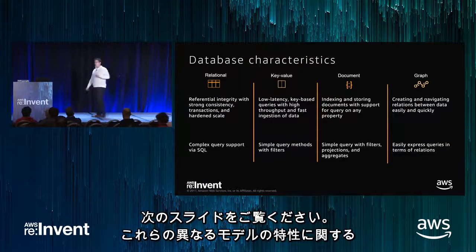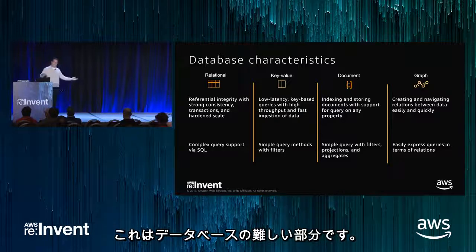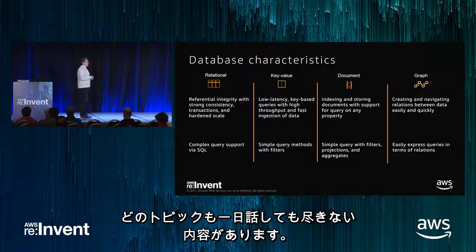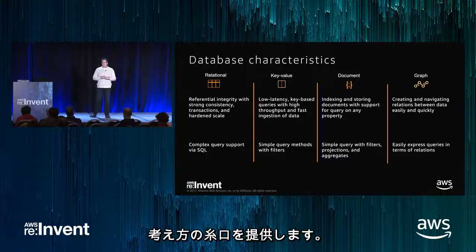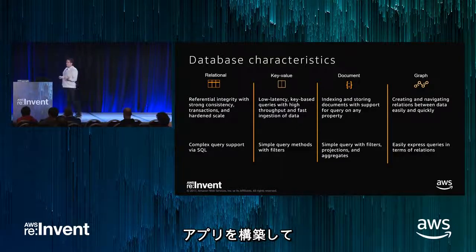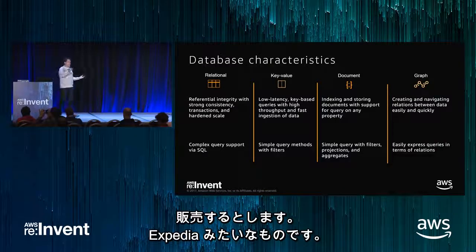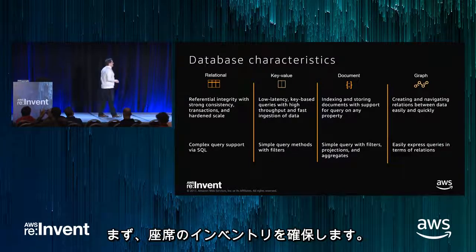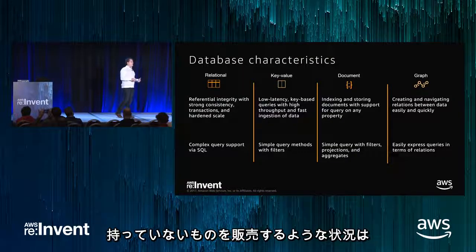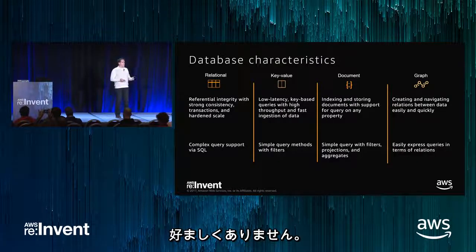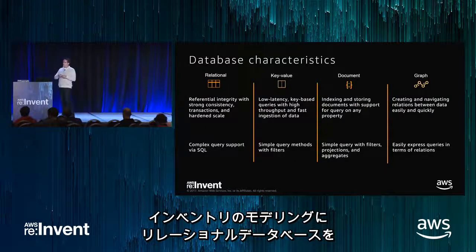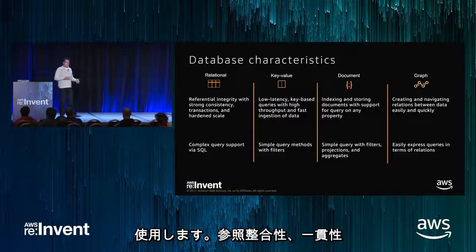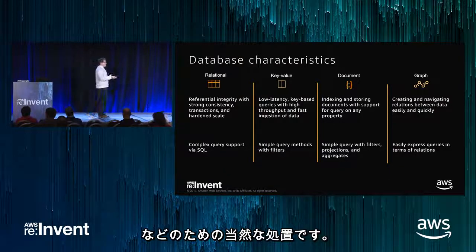So over this page, I'm trying to simplify how to think about the characteristics of these different models. This is the hard part of database stuff. We could pick any one of these topics and be here all day. But I'll just do a quick flyby to plant some seeds of thought on how to think about this. If you and I were building an app like Expedia, and we had inventory for seats, we would never want to put ourselves in a position where we sold something we didn't have. So in that particular case, we might model our inventory using a relational model because of the referential integrity and the consistency. That would be a pretty natural and normal thing to do.